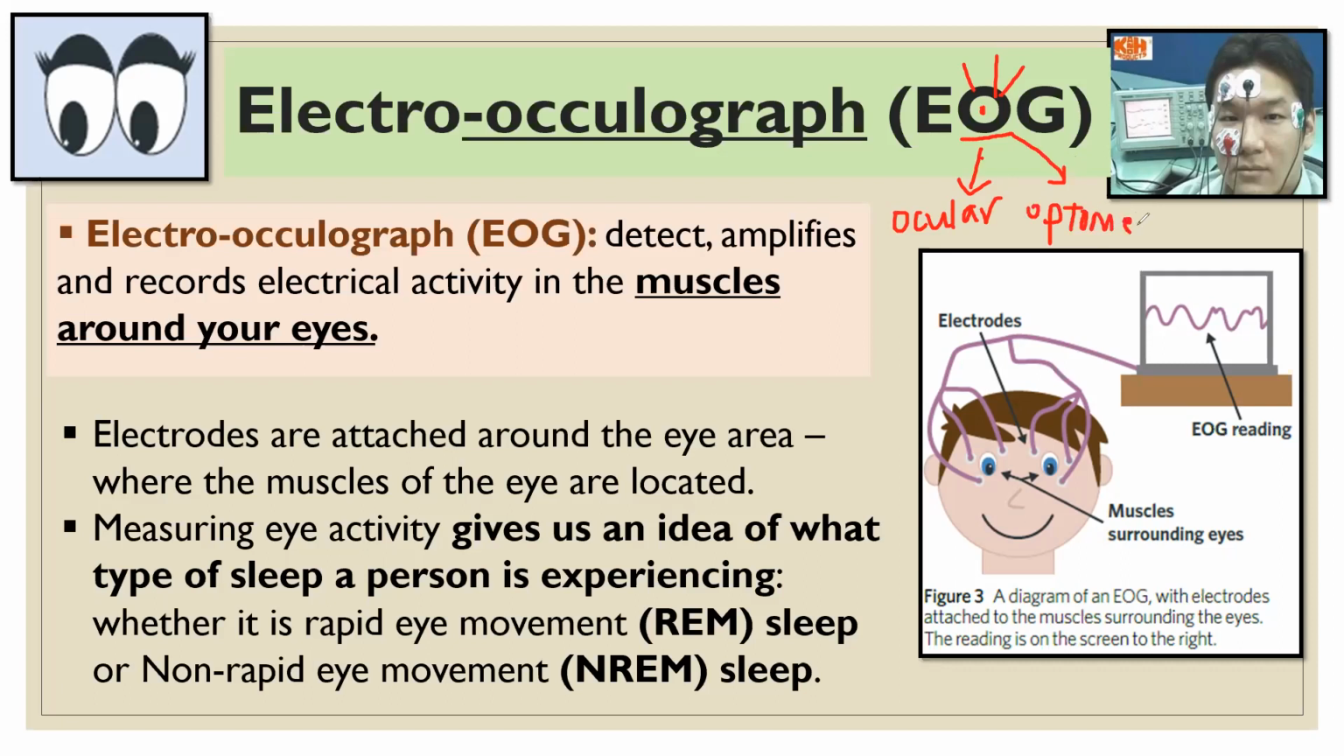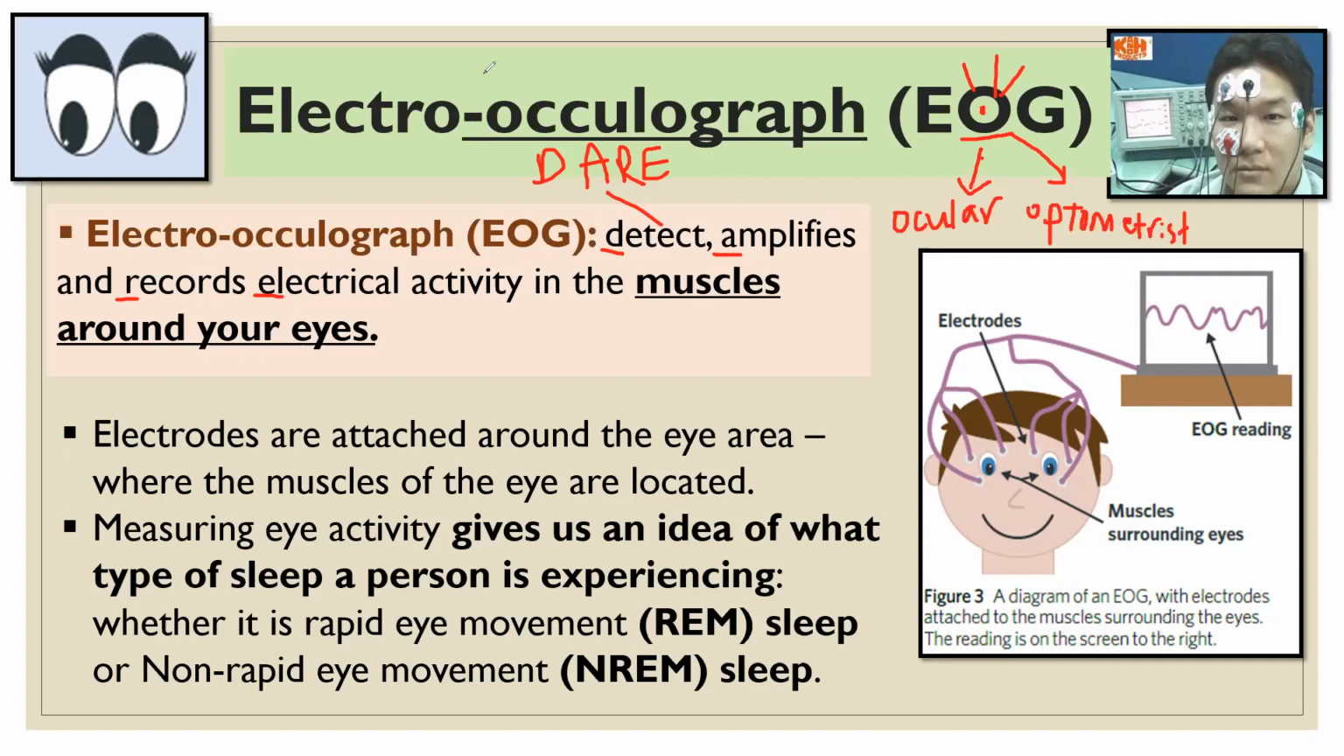So EOG is basically detecting... Hold on. Optometrist. Okay. The EOG is detecting, amplifying, recording electrical activity in the muscles around your eyes. Okay. Again, we're using that same memory tip DARE that we talked about in the last few slides as well. That's why I keep repeating it, because if you don't write detect, amplifies, and records electrical activity, you won't get the full mark for this definition. Okay. That's why we have to be really strict with remembering this memory tip.